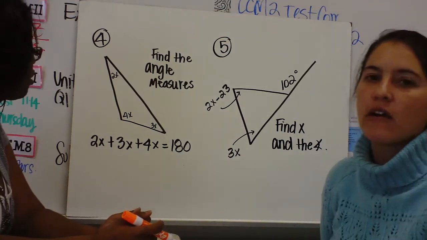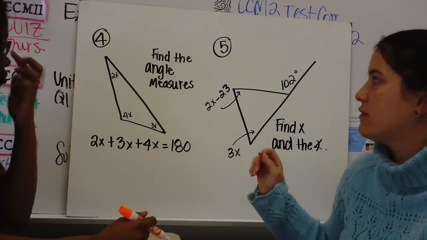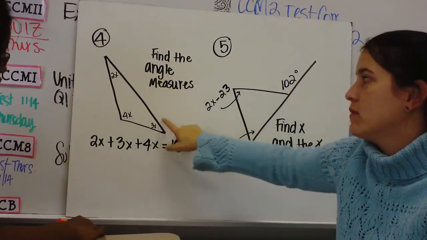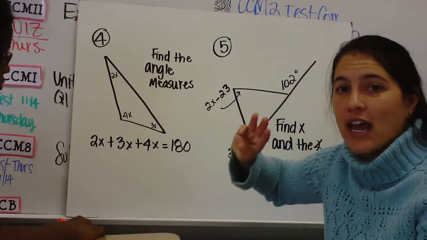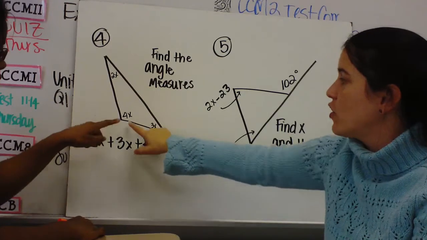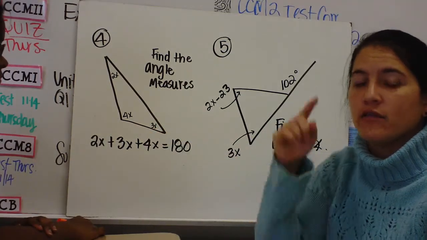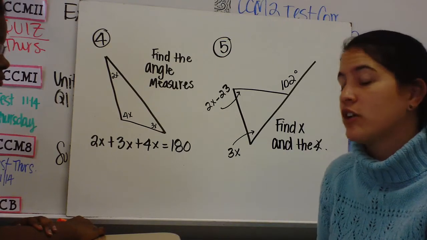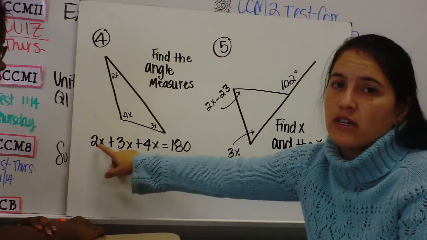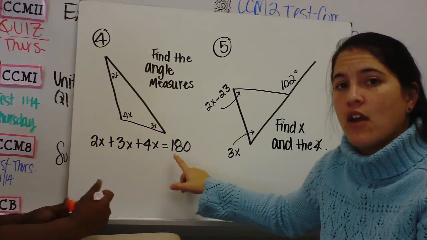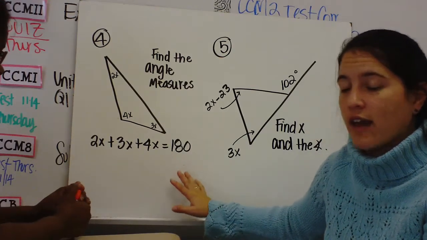So here are our last two examples, 4 and 5. Number 4 says find the angle measures. So we have a triangle, and inside the three angles are 2x, 4x, and 3x. We know the theorem says that if you add the three angles, it's going to be 180. So I've shown you the equation down here: 2x plus 3x plus 4x is going to be 180. We need to solve that equation to find x.